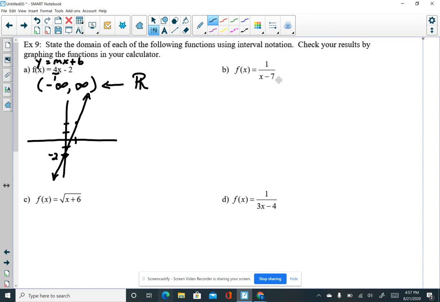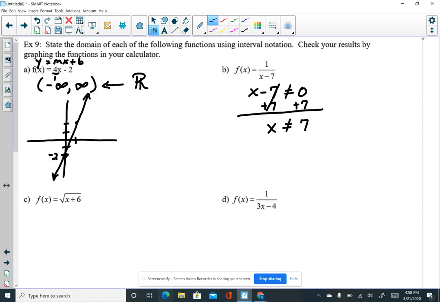In letter B, we're going to have a restriction on this one, right? We've got a denominator. So this denominator cannot equal 0. But it can equal anything else, it just can't equal 0. So we need to figure out, well, where does it equal 0? So we just simply add 7 to both sides, right? Do the opposite. Cancels out. So we know now x cannot equal a positive 7.